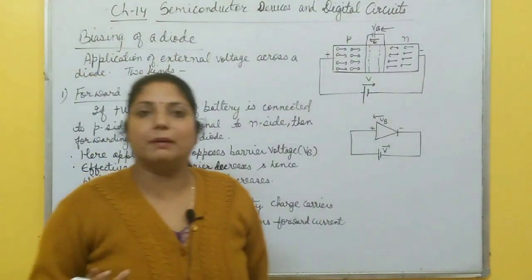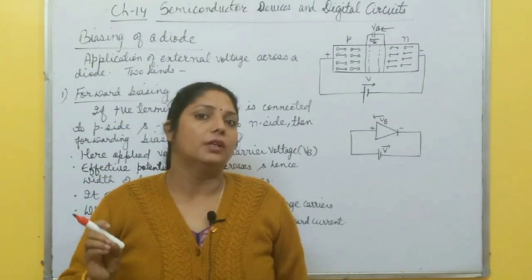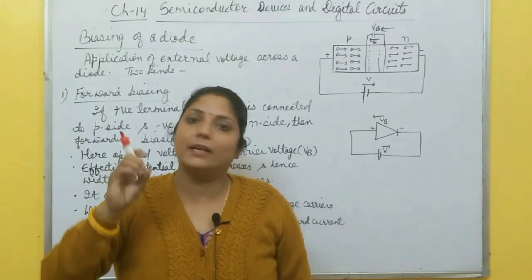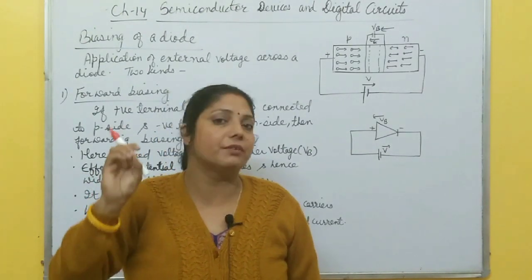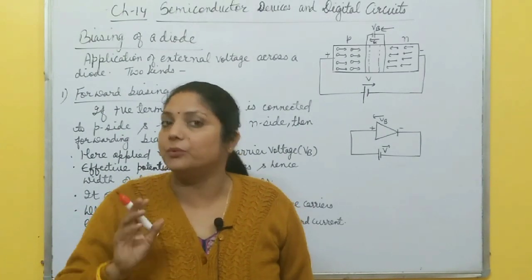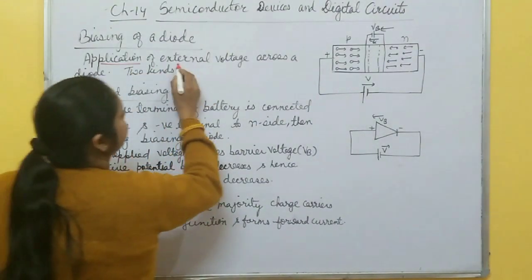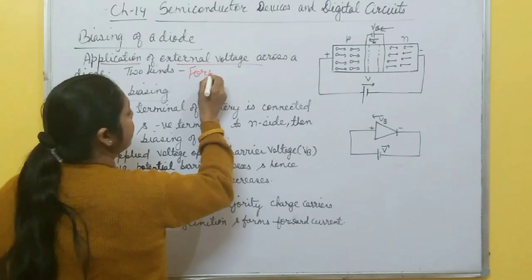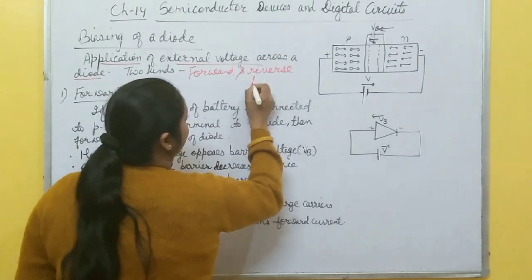What is this biasing? Biasing means the diode is connected to an external voltage, and you know external voltage means it is connected to a cell or battery, and a cell or battery has two terminals, positive and negative. So how do you connect the positive and negative terminals to the diode? It is also of two types. Biasing is of two types, right? So application of external voltage across a diode is called biasing. It is of two kinds: forward biasing and reverse biasing.